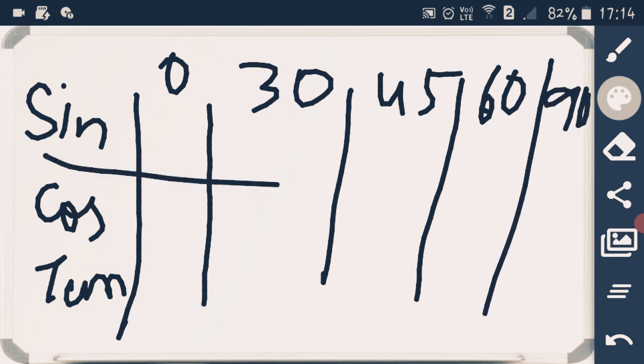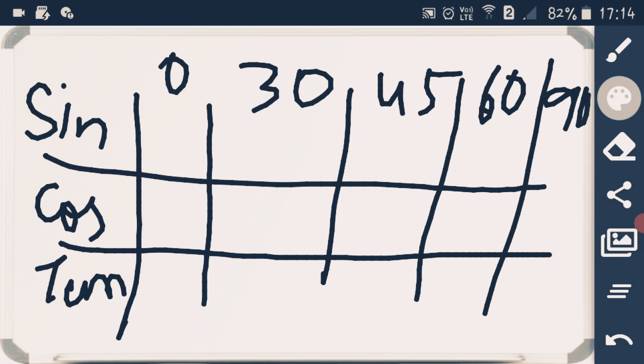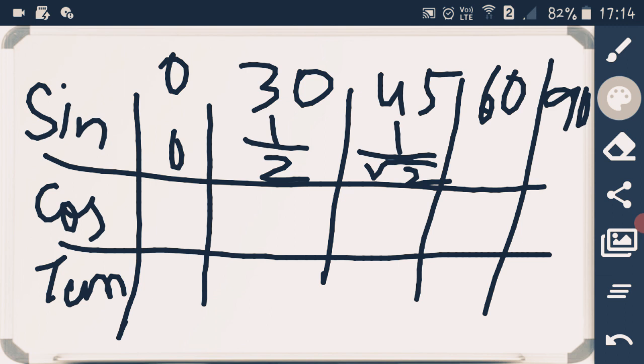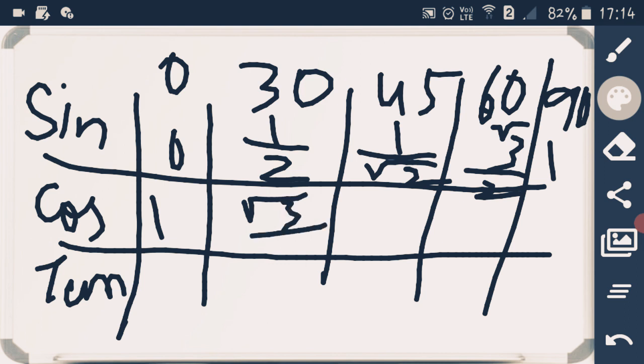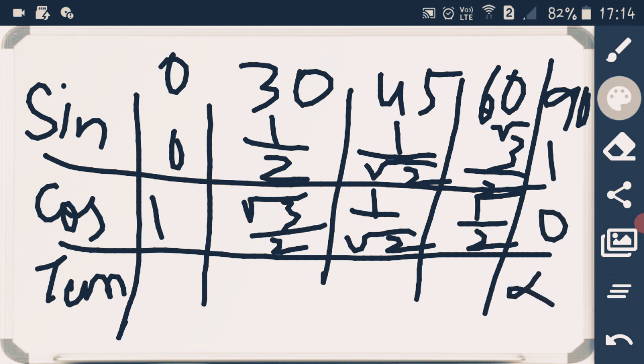Sine will be 0 here, 1 by 2 here, 1 by root 2, then root 3 by 2, and this will be 1. Then cos will be 1, root 3 by 2, 1 by root 2, 1 by 2, and 0. Tan will be 0, 1 by root 3, 1, root 3, and this will be infinity.